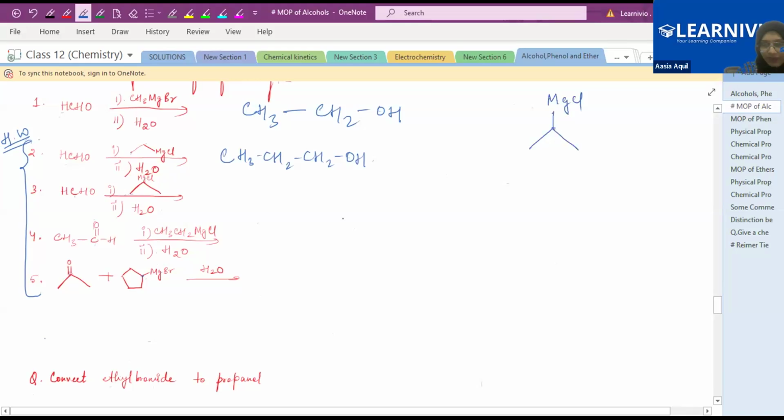Okay, let's understand this mechanism. So CHO. This is your aldehyde again, HCHO, plus this one. This is the Grignard reagent.